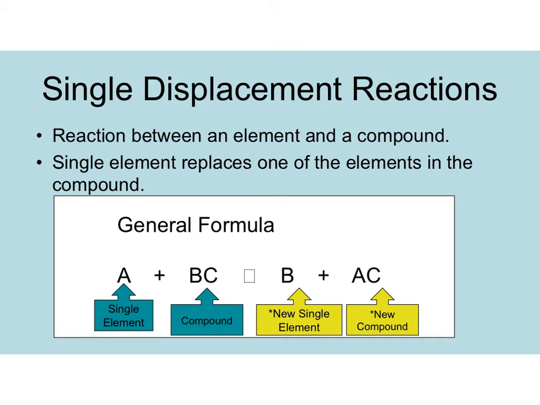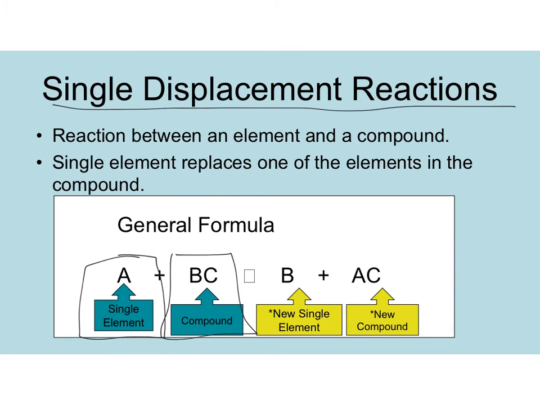Okay, so we have two more reactions left. A single displacement. These ones are really easy to identify. Basically, it's when you take a single element and you react it with an ionic compound. So you take an element and you put it together with an ionic compound. Now, sometimes this doesn't produce a reaction, but if it does, then what will happen is you will kick out one of the elements in the compound.